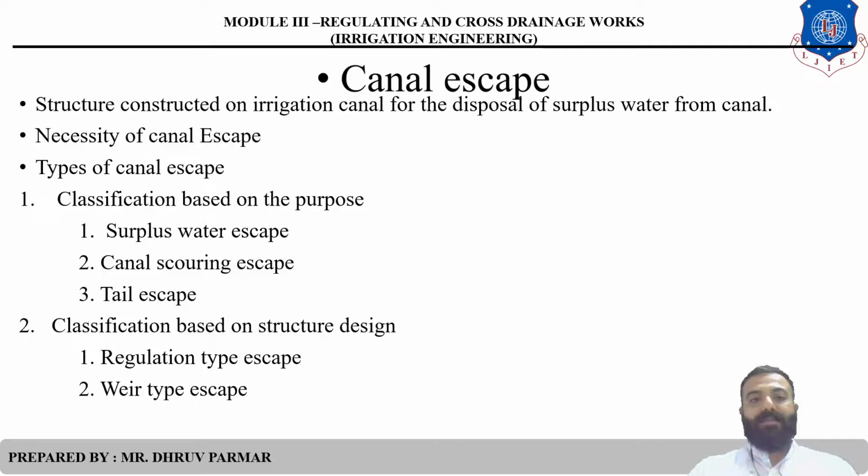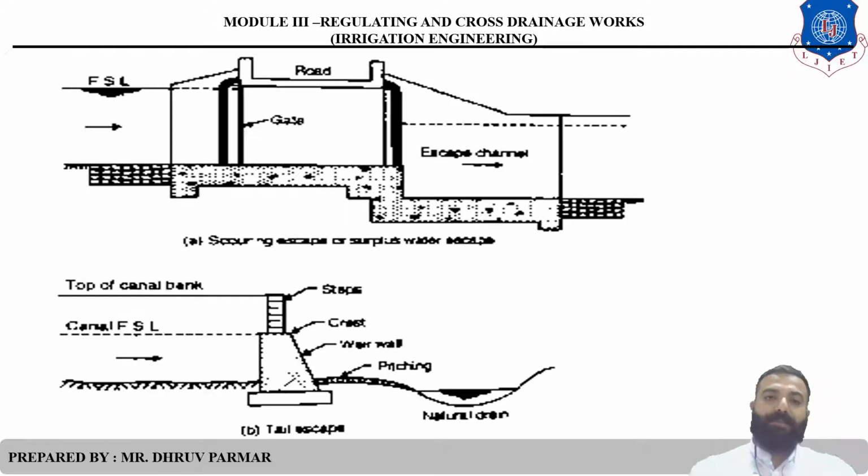Then types of canal escape. There are basically two classifications: based on purpose and based on structure design. Based on the purpose, there are three types: surplus water escape, canal scouring water escape, and tail escape. As per the structure design: regulation type escape and weir type escape. So this is one type of surplus water escape.